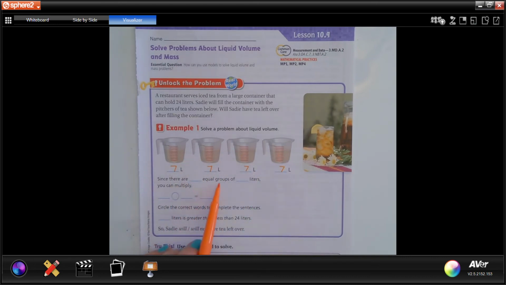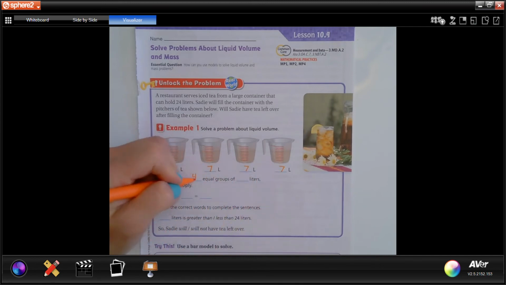Since there are how many equal groups? 1, 2, 3, 4 equal groups of how many liters? 7 liters. We can take 4 times 7, which equals 28.